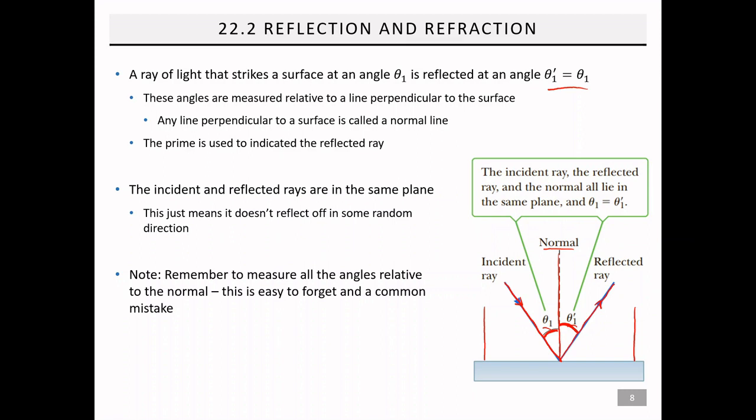The second bullet point tells us that the incident and the reflected rays are both in the same plane. So if you view this slide as an XY plane, then the incident ray lies in the XY plane. The reflected ray then has to also be in the XY plane. Essentially what this means is that the rays do not reflect off in random directions. You don't have an incident ray that's moving alongside this slide, and then when it hits the surface, it just flies out of the screen.